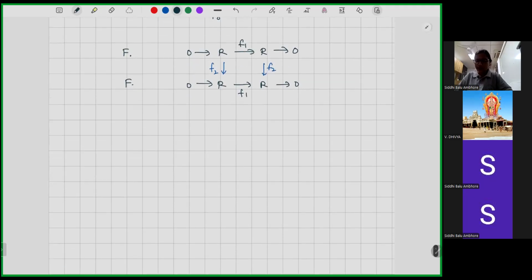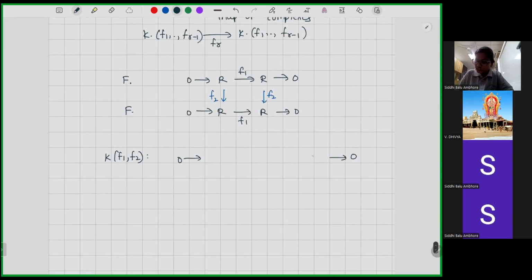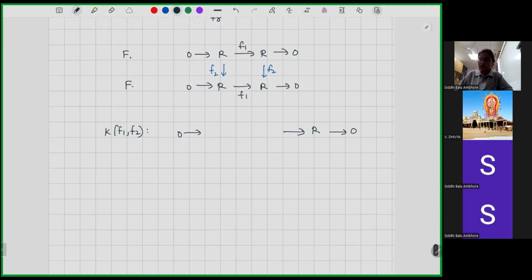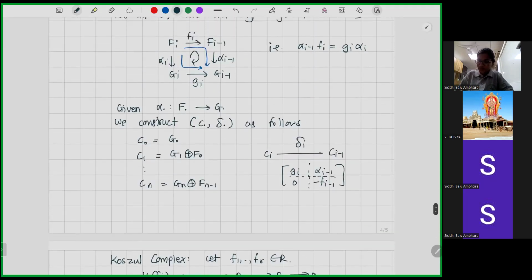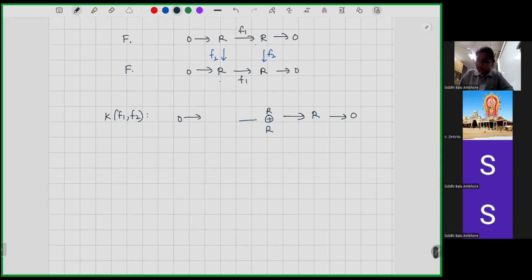And how will my Koszul complex of f1, f2 be? First, c0 is G0, which is R. And c1 was G1 plus F0. So G1 is this, F1 is this, so this is R plus R. And c2 is again, this is 0 and this is R only. So it becomes only R here. Okay, so these are at least the modules of the Koszul complex.